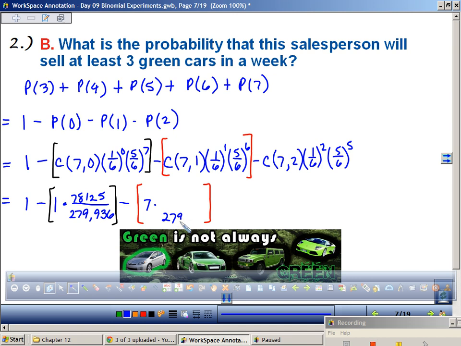279,936. They're all going to be the same denominator. Exactly. So you really only need to find 5 to the 7th, 5 to the 6th, right? Couldn't I just take this number and divide it by 5? Take one of the 5s out?